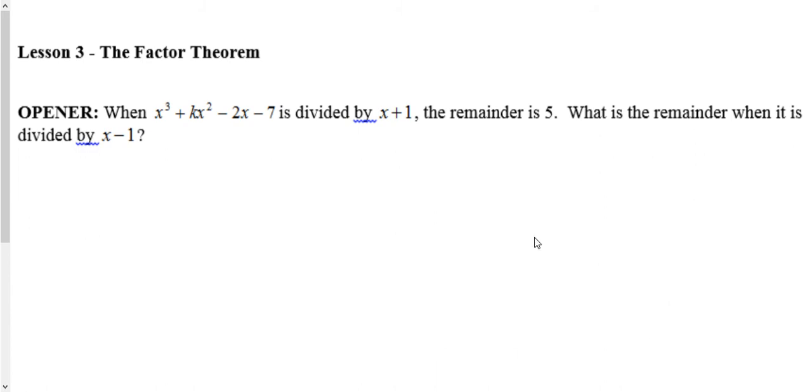Today's lesson is the factor theorem. This is the third lesson in our polynomials unit. So we're going to start off with this opener question just to refresh us from last lesson. This question says, given this polynomial function is divided by x plus 1, the remainder is 5. What is the remainder when we divide it by x minus 1 instead?